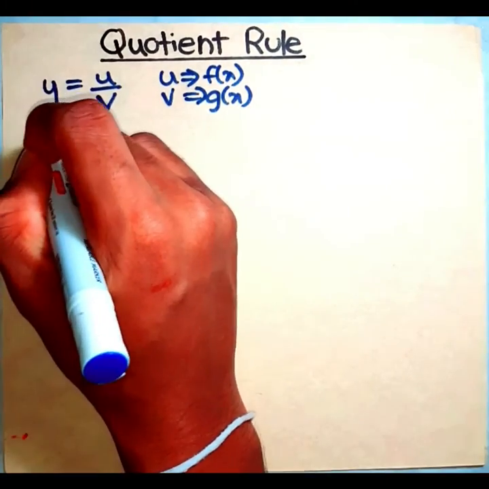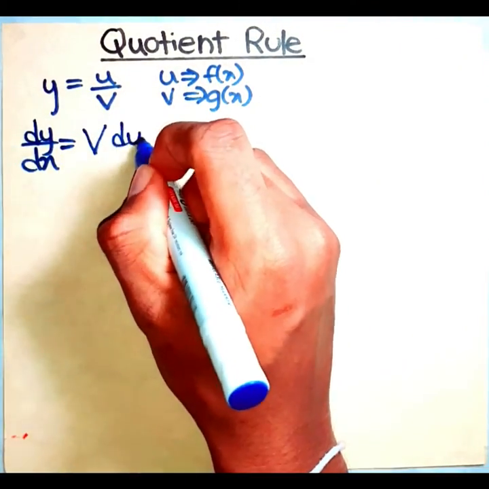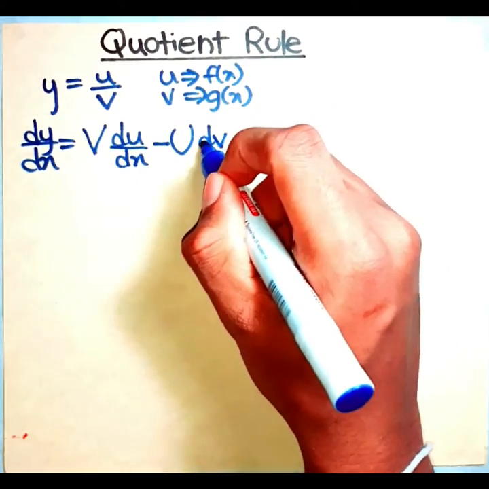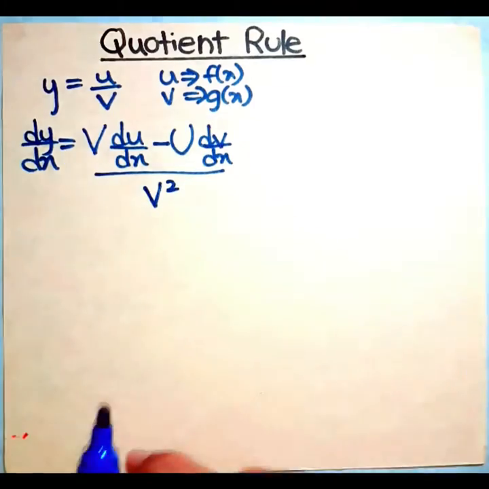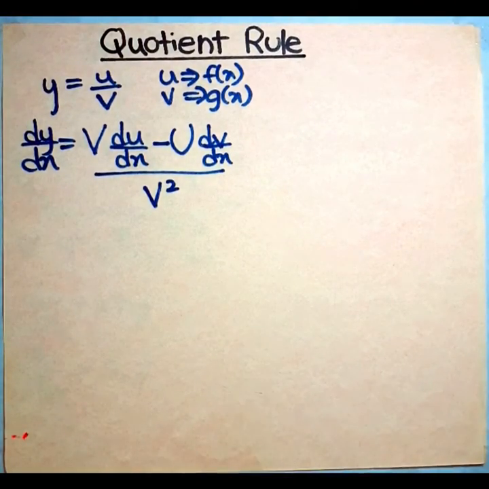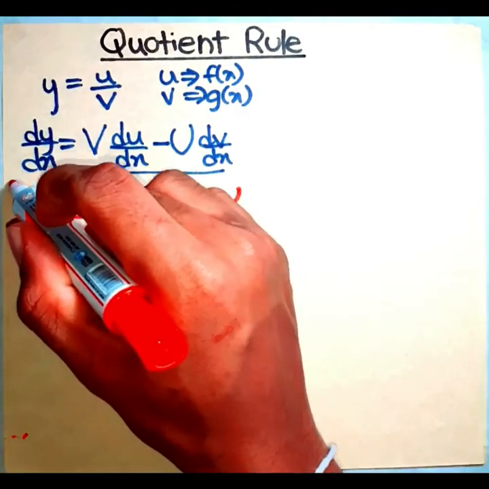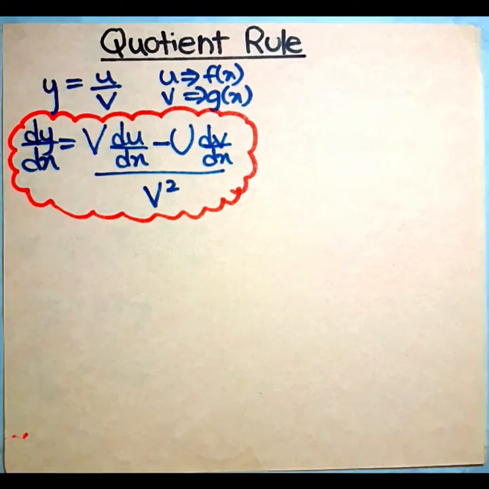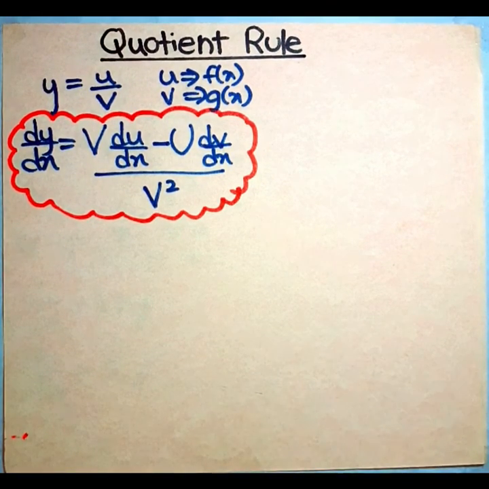So now dy by dx is going to be v du by dx minus u dv by dx, divided by v squared. This is the general format. It's a matter of plugging all these terms into this simple equation. We have to keep this in mind and remember this equation. That's the important thing here. Now we'll look at a question straight away and grab this theorem.